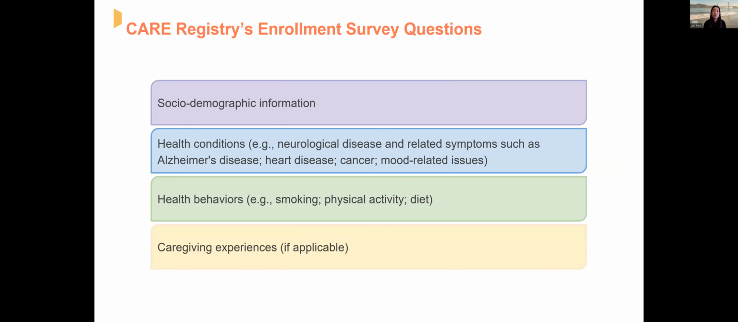So what are the core components of our registry? These include sociodemographic information, health conditions such as neurological disease and related symptoms, heart disease, cancer, mood-related issues, and we have health behaviors, including smoking, physical activity, and diet. And then if it's applicable to the participants, we also ask about their caregiving experiences.